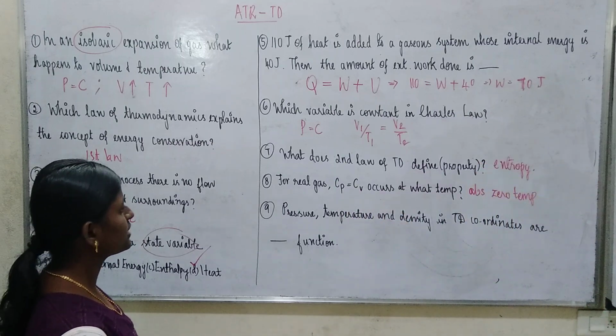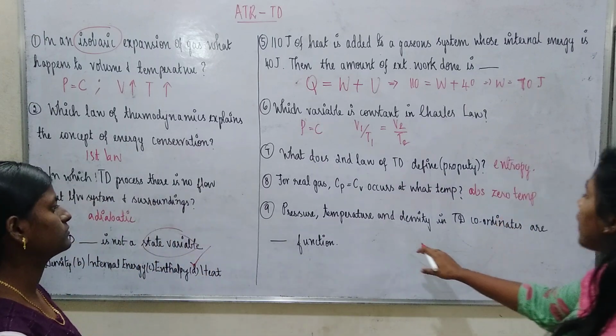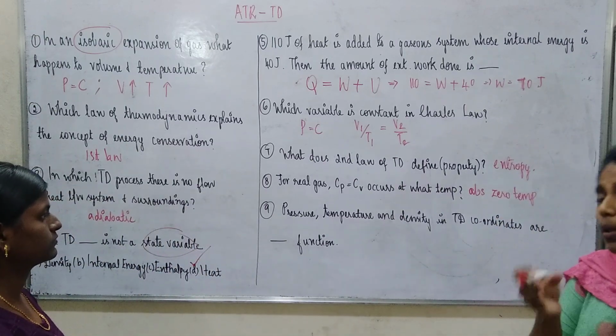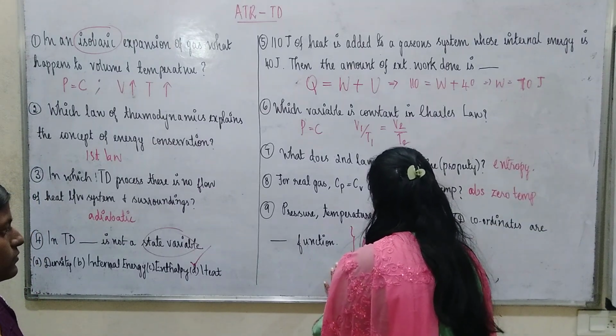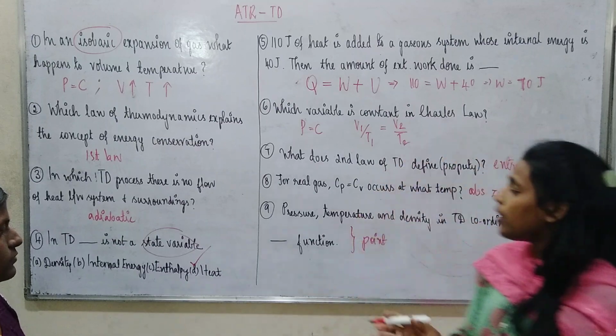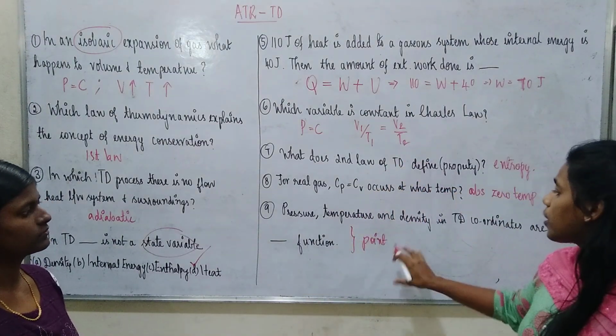Pressure, temperature and density in thermodynamic coordinates are dash functions. So pressure, temperature and density in thermodynamic coordinates are point functions. Point functions are thermodynamic properties which depend upon the state of the system.